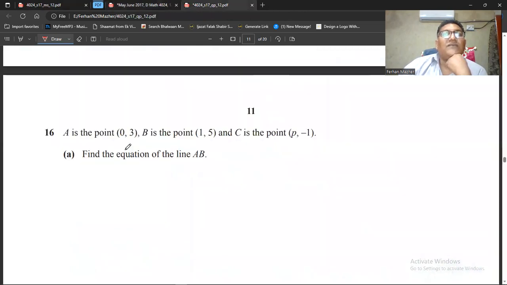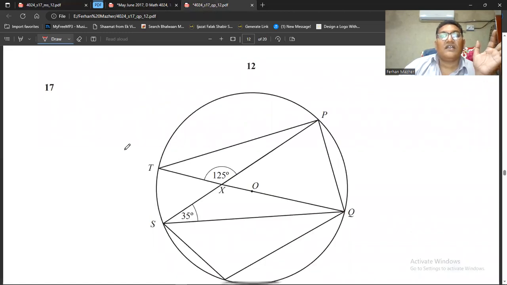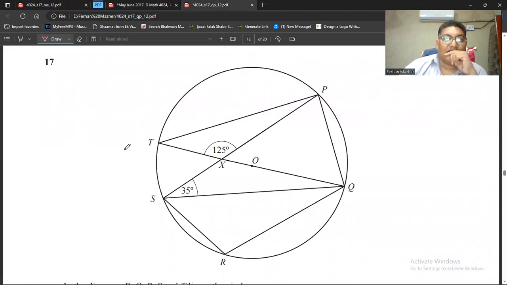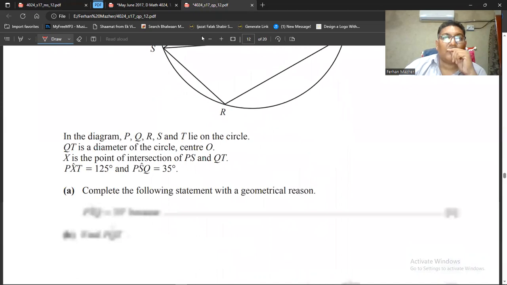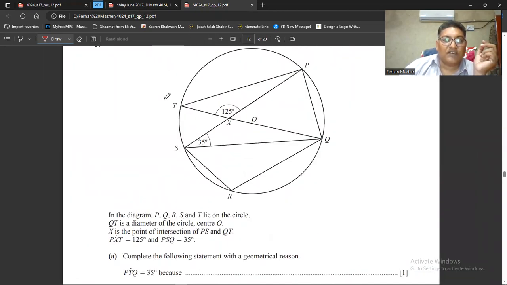Okay, so then we have question number 16. Its B part is done. Okay, here we have question number 17. And here we go. Let me reduce the size so you can see. Okay, question number 17.